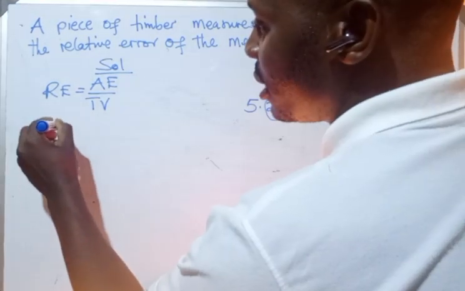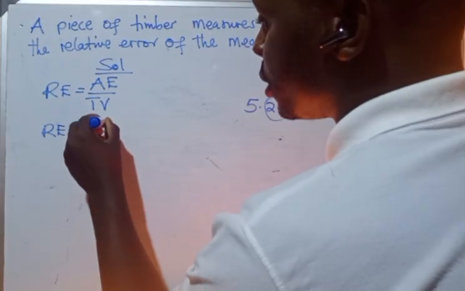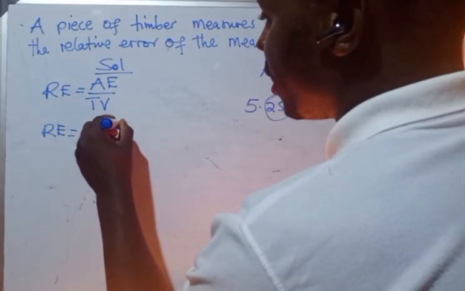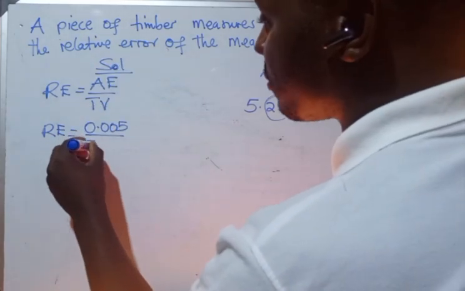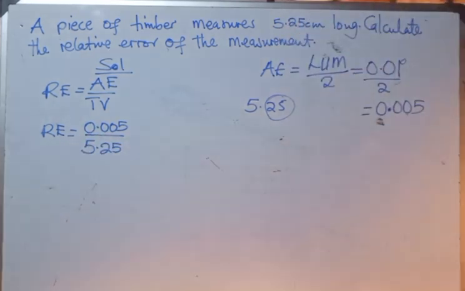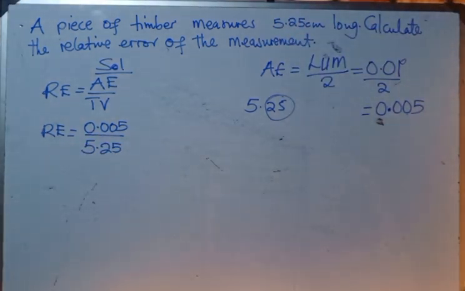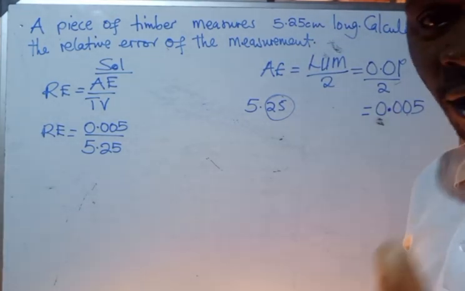Therefore, we have our relative error, which is equal to 0.005 divided by the true measurement, which is 5.25. That is what we have. As usual, we can leave it that way, it is correct, or we get rid of the points.